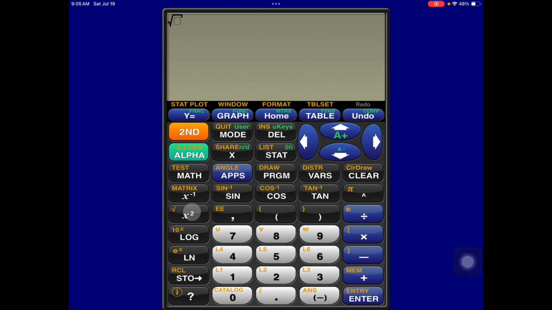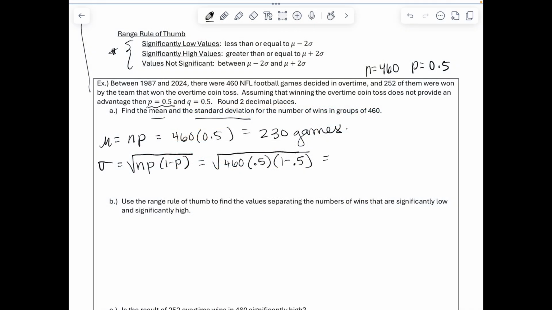From here, you type in exactly what we have, which is 460 times 0.5 times, and then parentheses, 1 minus 0.5, close parentheses, select enter, and from here we get our standard deviation. So from the calculator, we get an answer of 10.72, and this is games.